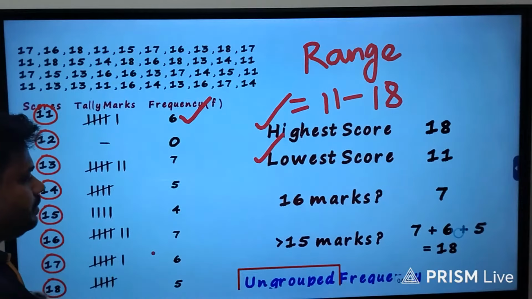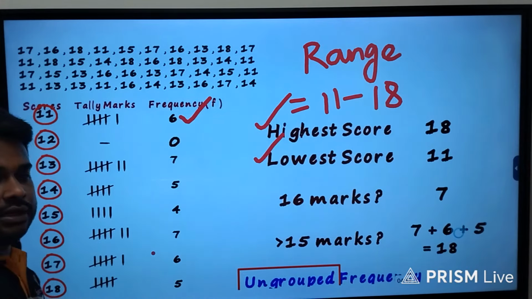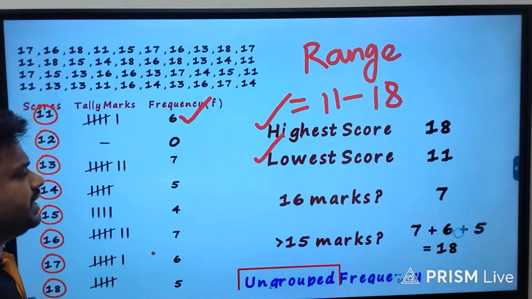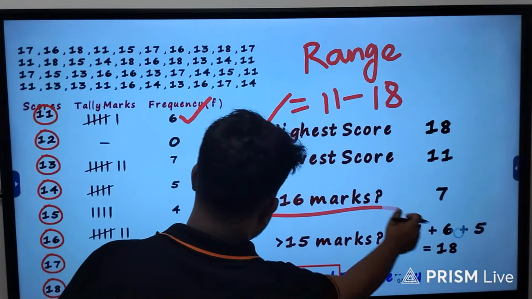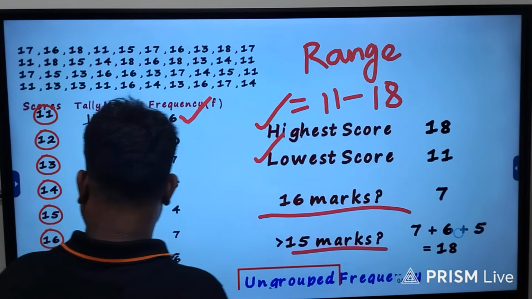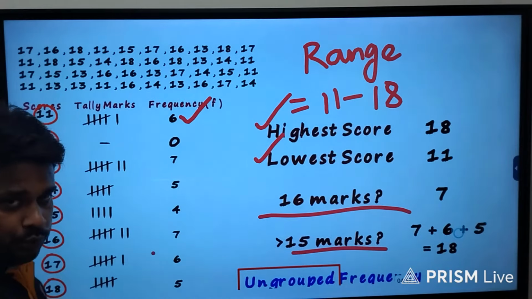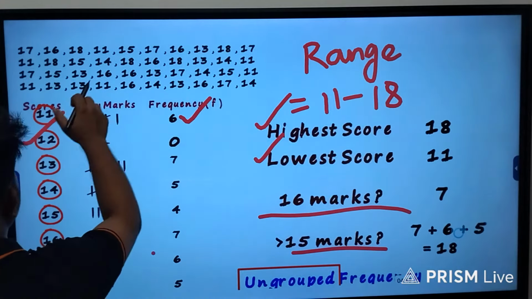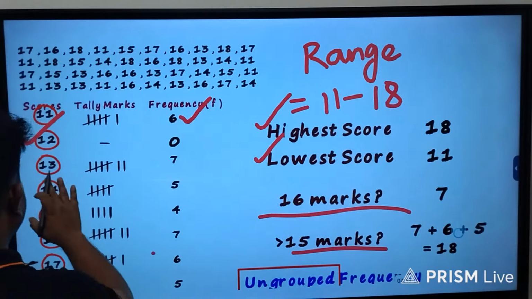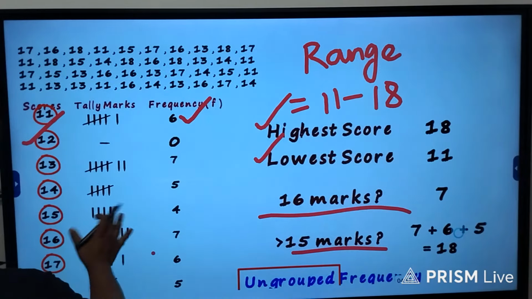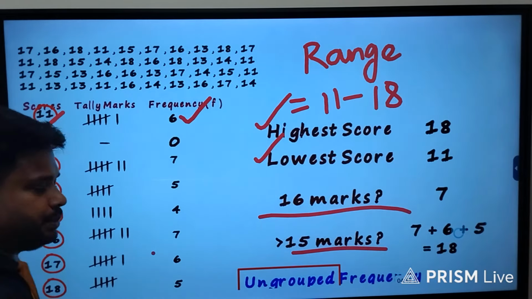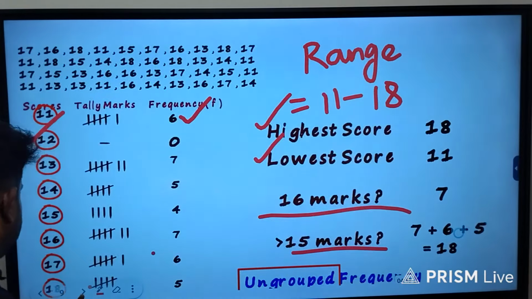So this is the grouped and ungrouped frequency. 16 comes 7 times and 15 comes 4 times. 12 comes 0 times, so we won't be discussing 12, and the lowest frequency among the data that appears is 15. Okay, let's go further.